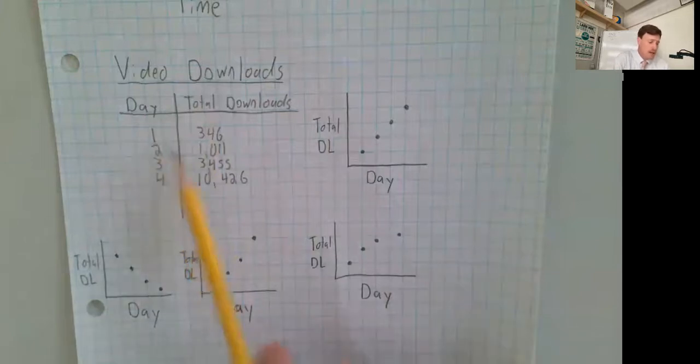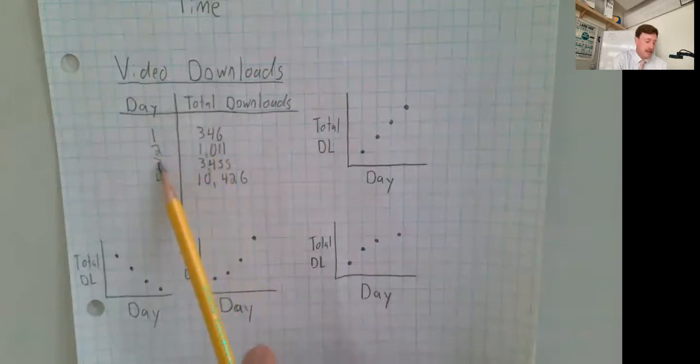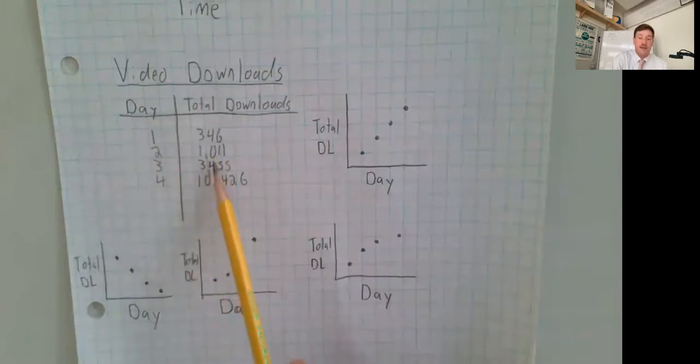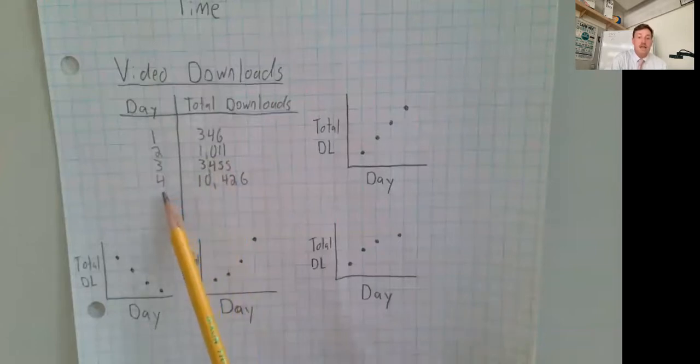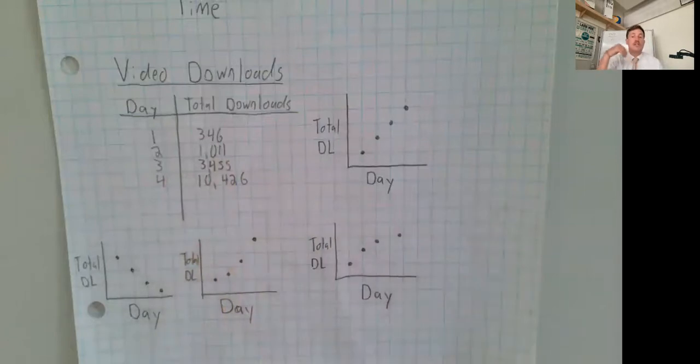On day one, there's a total of 346 downloads. On day two, there's a total of 1,011. Day three, 3,455. And day four, 10,426. What we want to start thinking about is this rate of change. In terms of total downloads, is that constant or not? Is it increasing? Is it decreasing? If it is increasing or decreasing, is the level that it's increasing constant or not?